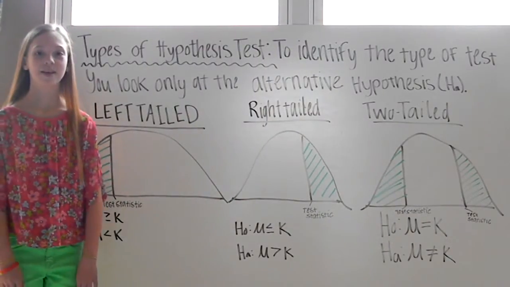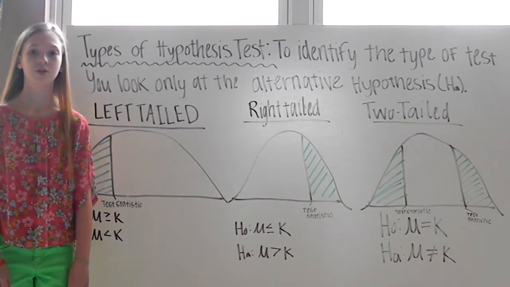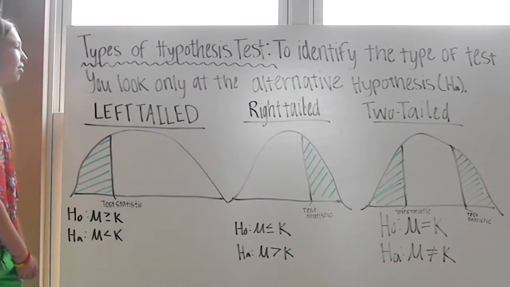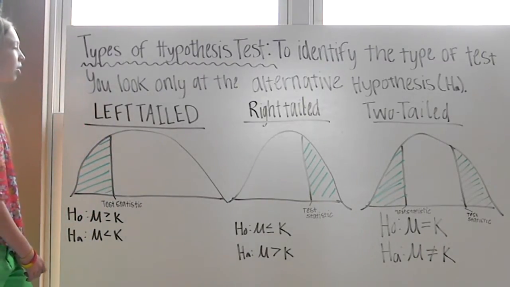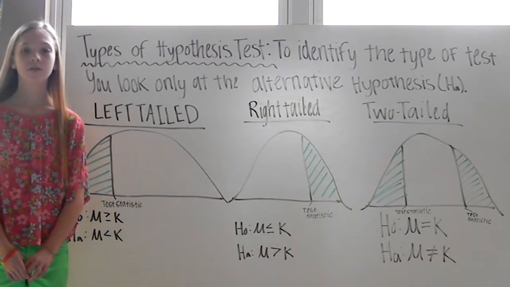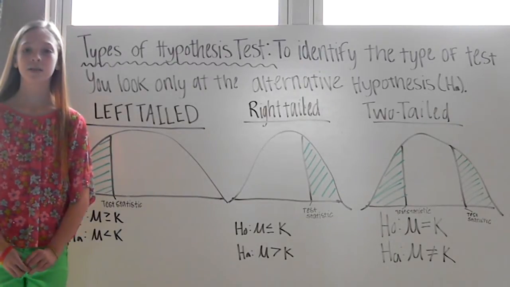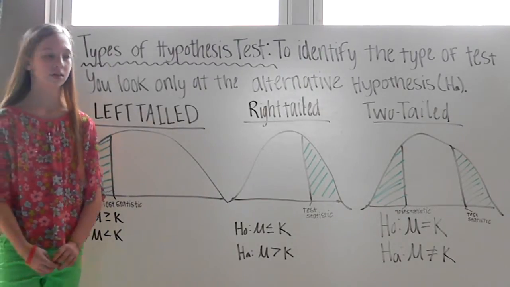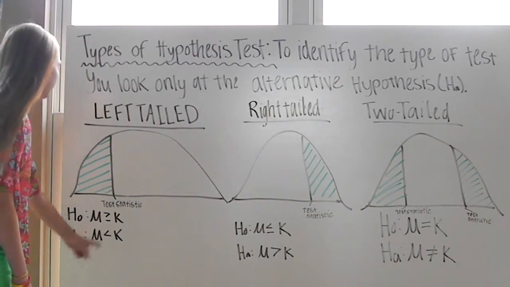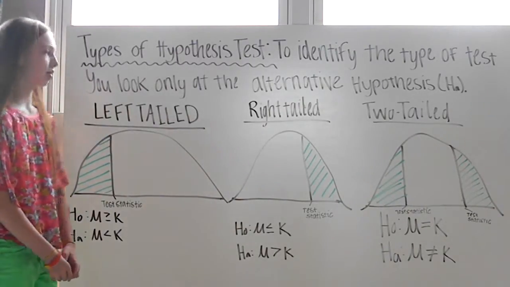Types of hypothesis tests. The type of test depends on the region of the sample distribution that favors a rejection of the null. To identify the type of test, you look only at the alternative hypothesis. If the alternative hypothesis contains a less than inequality symbol, the hypothesis test is a left-tailed test. The alternative hypothesis, mu is less than k, so this would be a left-tailed test.